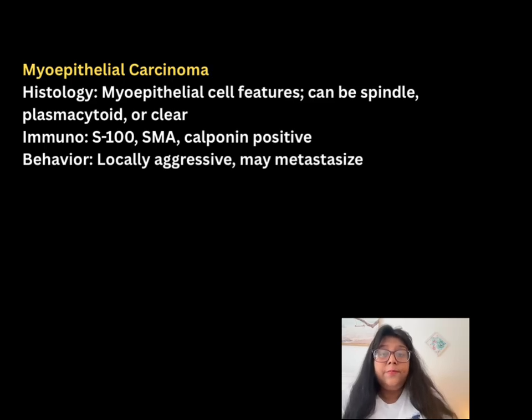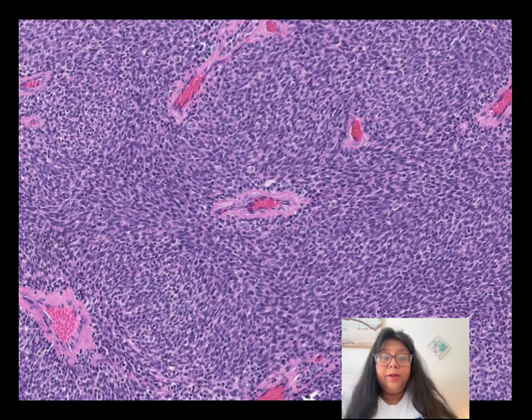Myoepithelial carcinoma. Histologically, myoepithelial cell features can be spindle, plasmacytoid, or clear. Immunohistochemically, they are EMA, SMA, and calponin positive. And behavior, they are locally aggressive but may metastasize. Here you can appreciate the spindle tumor cells of myoepithelial carcinoma in this micrograph.